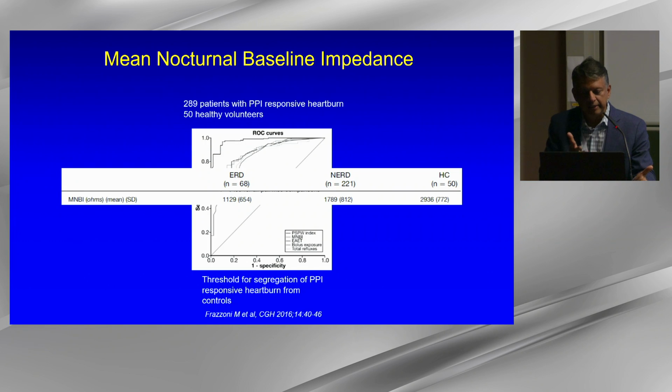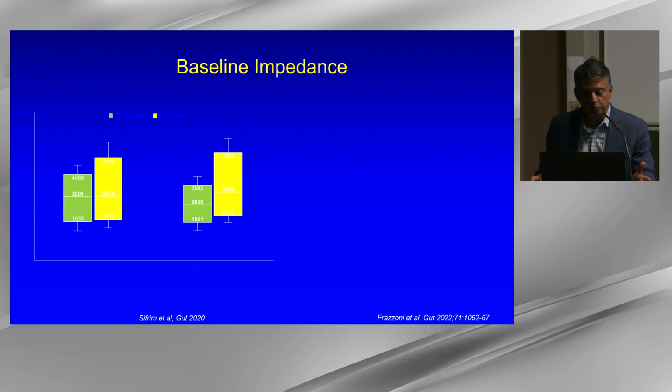And you can see in this cohort where they came up with that 2292 ohms, that the patients with erosive reflux disease had lower values than non-erosive reflux disease and healthy controls. The healthy controls had values close to 3,000 ohms. This was part of a normative study that was undertaken by Daniel, getting data from healthy volunteers studied in different motility labs around the world.